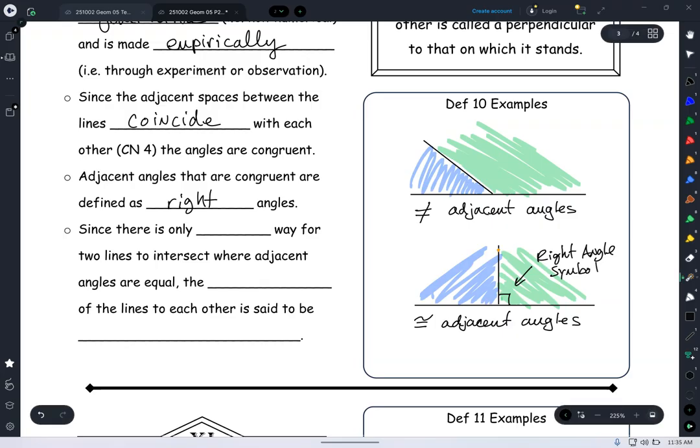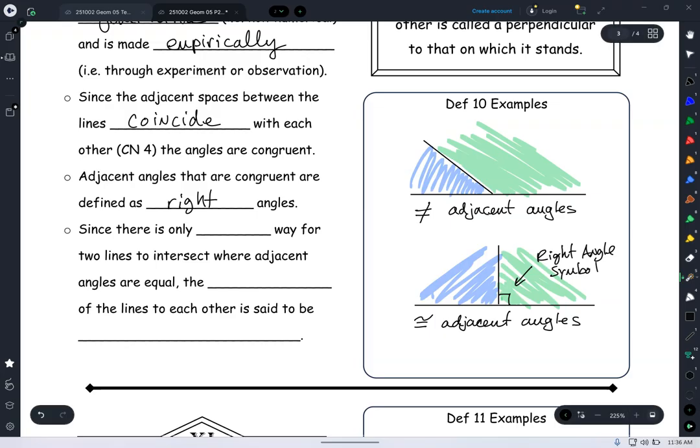Because when I say that this angle is a right angle, by definition, it must have an adjacent angle equal to it. See what I'm doing there? Okay, so by putting one right angle marker, by definition, I'm saying that the angle adjacent to it must also be equal, or the same size.